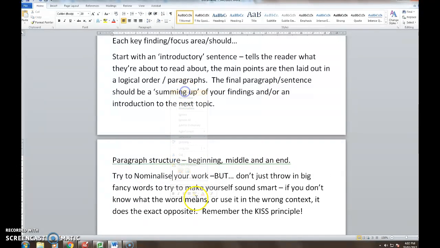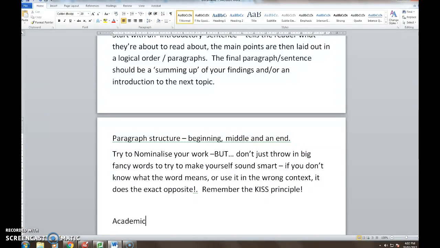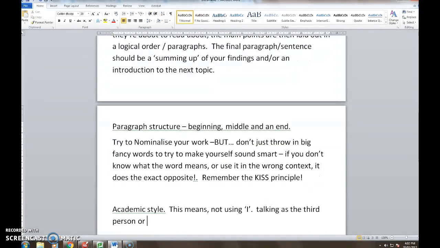Nominalization is where you structure your work correctly and you write in an academic style. So this means not using "I". Talking as the third person, or I think it's called the passive voice. I think. So that's some hints and tips for the outcome.